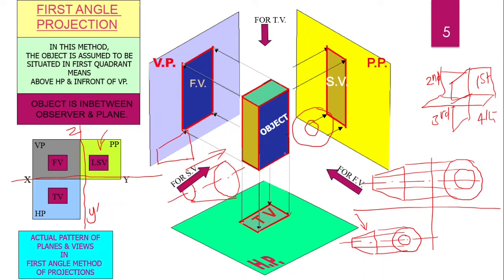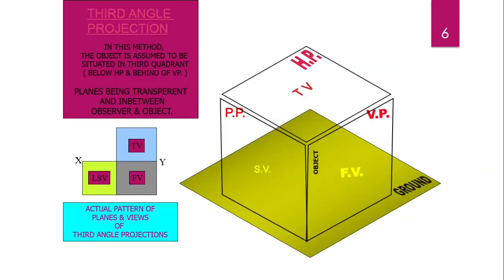For the front view, the visual rays must be perpendicular to VP. For the top view, visual rays perpendicular to HP. And for the side view, visual rays perpendicular to PP. Then in third angle projection, the object is lying in the third quadrant. Here, this is the third quadrant, and we have a frustum lying in the third quadrant.